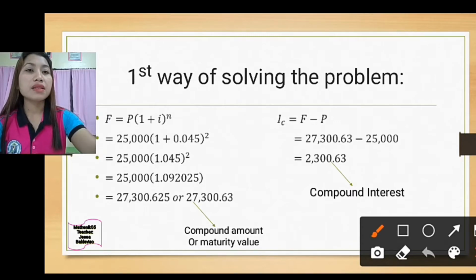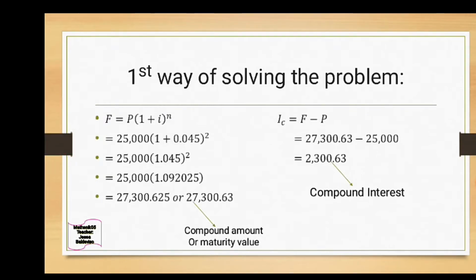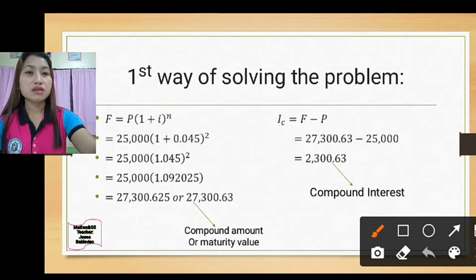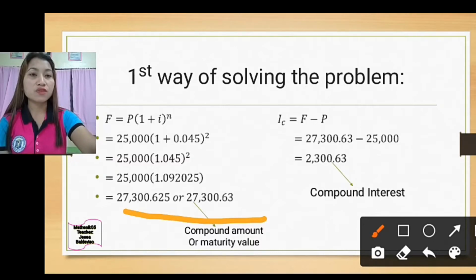25,000 and then 1 plus 0.045, so 1.045 raised to the power of 2, and then 25,000 times 1.092025, because 1.045 raised to the exponent of 2 is 1.092025. Then when you multiply that by 25,000, the answer is 27,300.625, or in two decimal places, 27,300.63. That is your compound amount or maturity value.